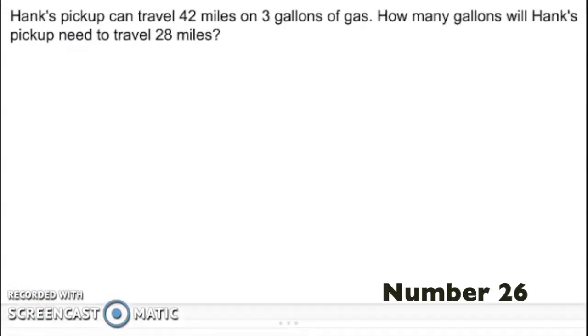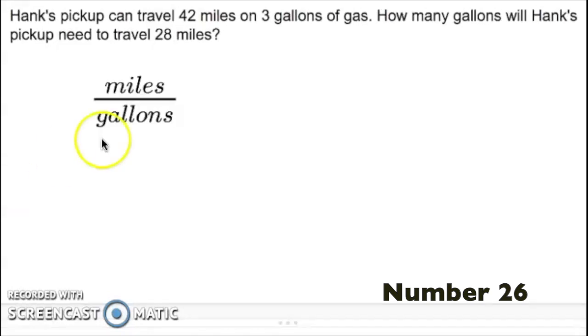Hank's pickup can travel 42 miles on 3 gallons of gas. How many gallons will Hank's pickup truck need to travel 28 miles? So first, let's write our information. So we have miles over gallons. That's what's being compared. So our first comparison is 42 miles over 3 gallons. So we write 42 with the miles and 3 with the gallons.